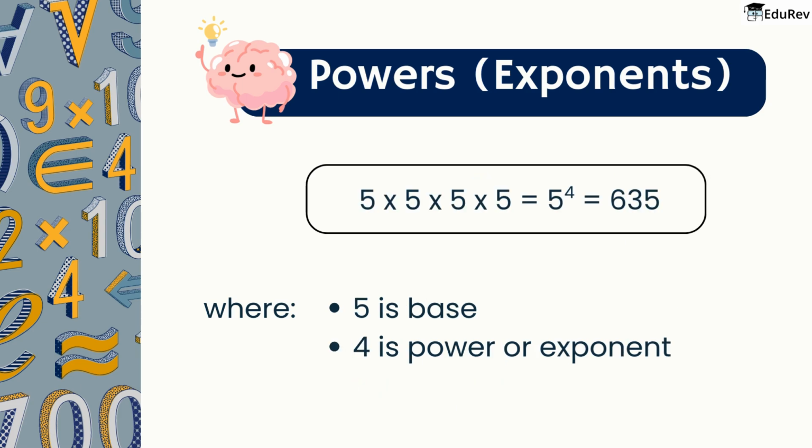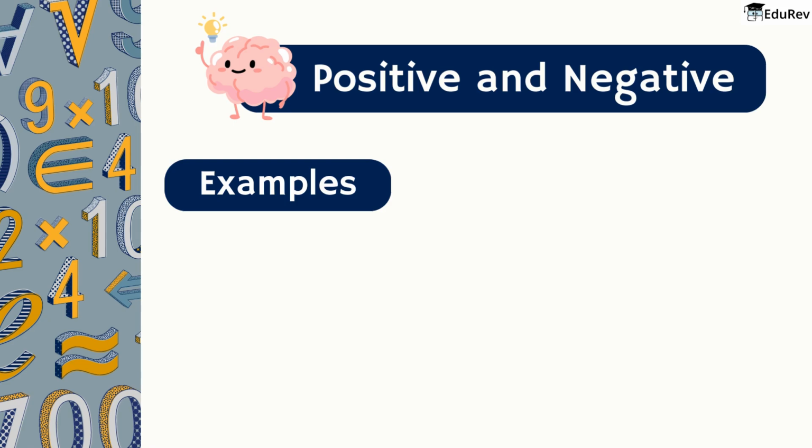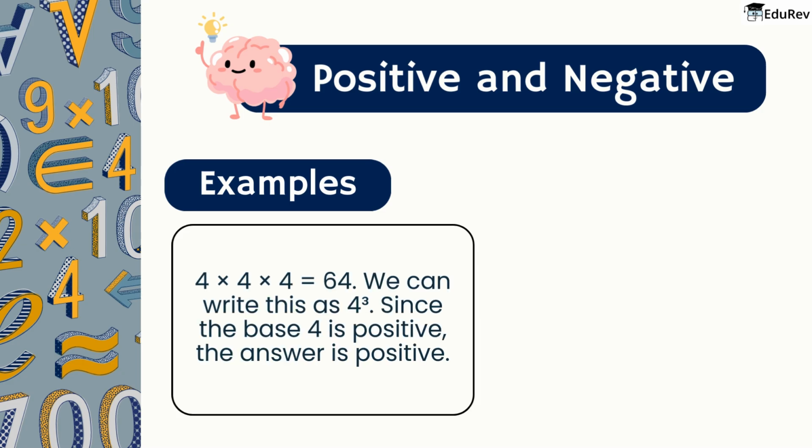For example, 5 times 5 times 5 times 5 equals 5 raised to the power 4, which is equal to 625. Here, 5 is called the base, and 4 is called the exponent. Let us see what happens with positive and negative numbers. Example 1: 4 times 4 times 4 equals 64. We can write this as 4 to the power 3. Since the base 4 is positive, the answer is positive.